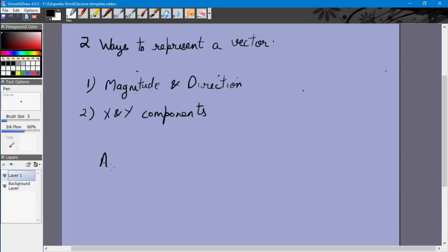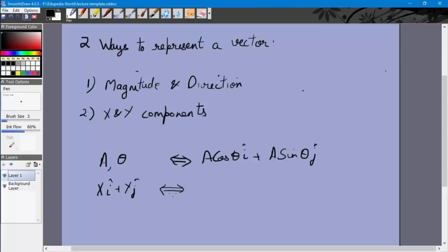For example, if we have a vector with magnitude and direction A, theta, then it can be represented as A cos theta i cap plus A sin theta j cap. I'm going to often omit these caps just for the sake of convenience, but you should assume that they exist. They'll be there in all of the books which you read. On the other hand, if I have a vector with x and y components x i cap plus y j cap, that means that the vector has a magnitude of root x squared plus y squared and an angle of tan inverse of y by x. So we can go from one form to the other.